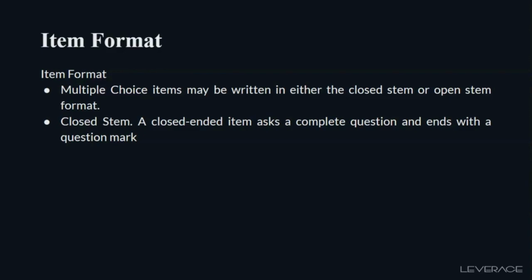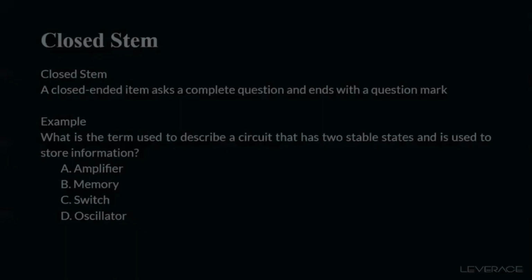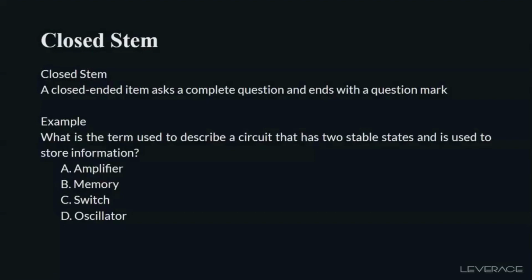Now, it is important to note that a multiple choice item can be written either in a closed stem form or in an open stem form. What do we mean by a closed stem form? A test item that is close-ended asks a complete question. It makes a complete sentence and ends with a question mark. An example is what you have on the screen, a question from electronics: what is the term used to describe a circuit that has two stable states and is used to store information? This is a clear and complete sense.